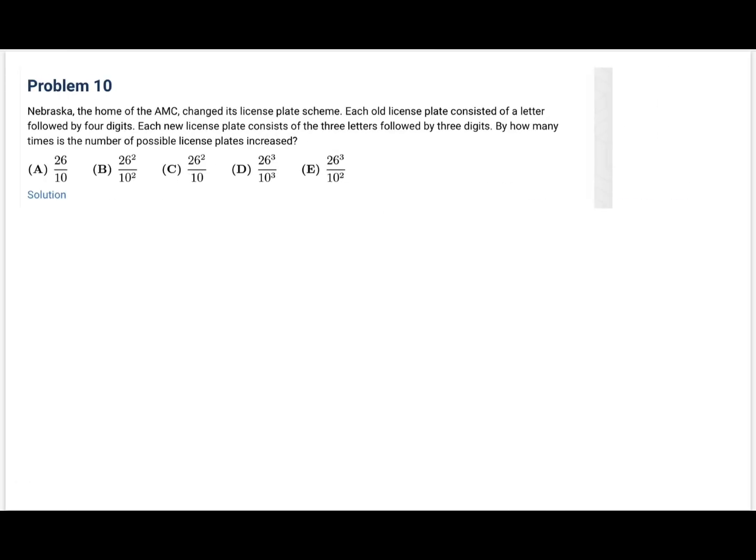Problem number 10. Nebraska, the home of the AMC, changed its license plate scheme. Each old license plate consisted of a letter followed by 4 digits. Each new license plate consists of 3 letters followed by 3 digits. Okay, so the old ones had a letter and 4 digits, right? So this is 26 times 10 to the 4th power. And then now it's 3 letters followed by 3 digits. So this is 26 to the 3rd power times 10 to the 3rd power.